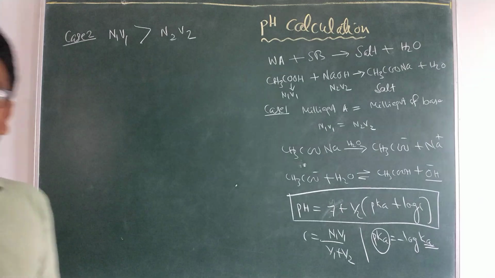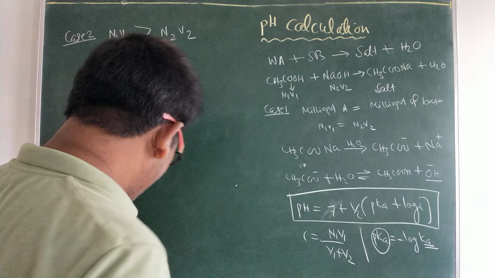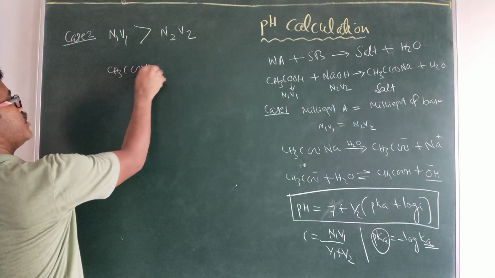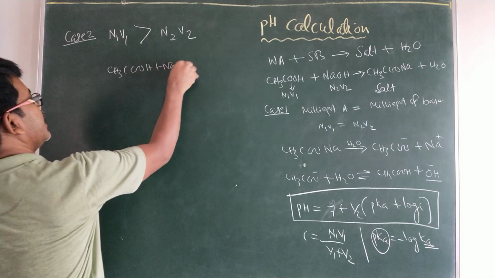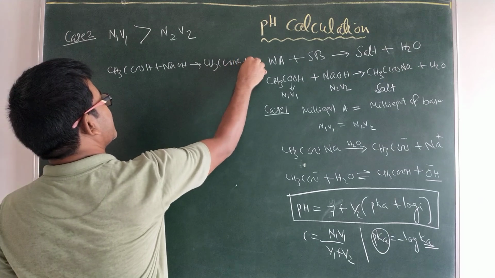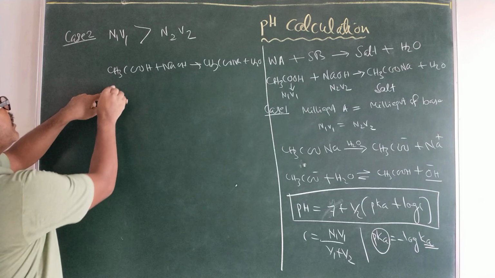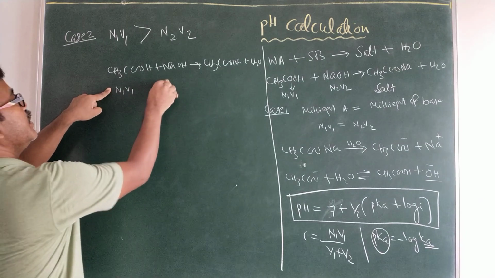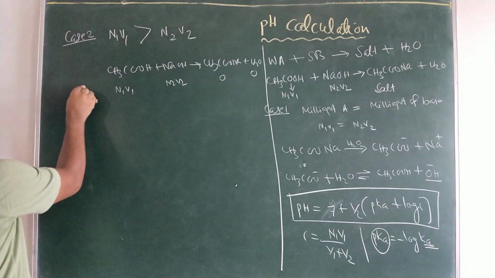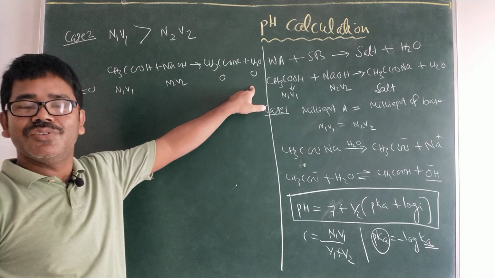In that case, what will happen? First of all, you should write the reaction and check. This is the acid, acetic acid, plus sodium hydroxide gives sodium acetate plus water. Here the milli equivalent is N1V1, here N2V2. Initially it is 0, 0. At the starting, the milli equivalent of this is N1V1, this is N2V2, and these are 0, 0.